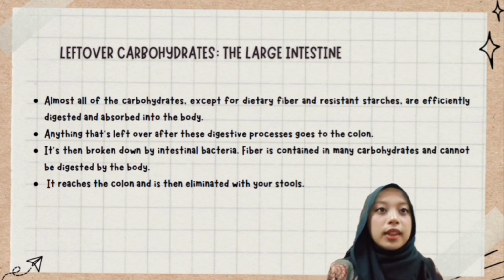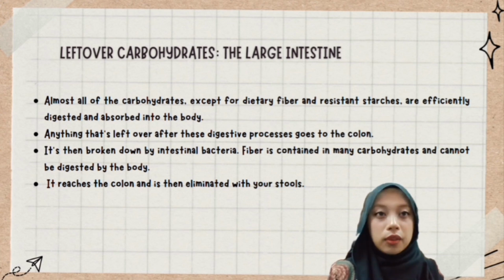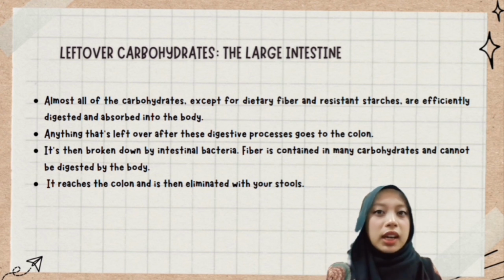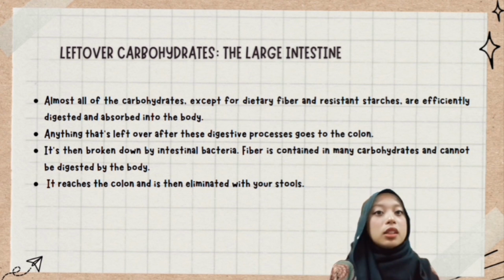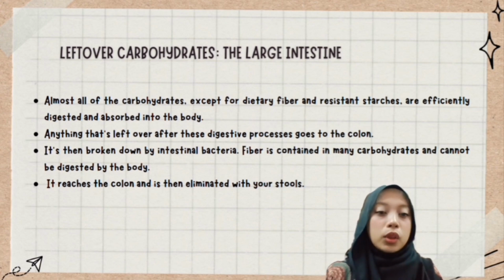Almost all of the carbohydrate except for dietary fiber and resistant starch are efficiently digested and absorbed in the body. Anything that's left over after this digestive process goes to the colon, and it's then broken down by intestinal bacteria. Fiber is contained in many carbohydrates and cannot be digested by the body, and it reaches the colon and is then eliminated with your stool.